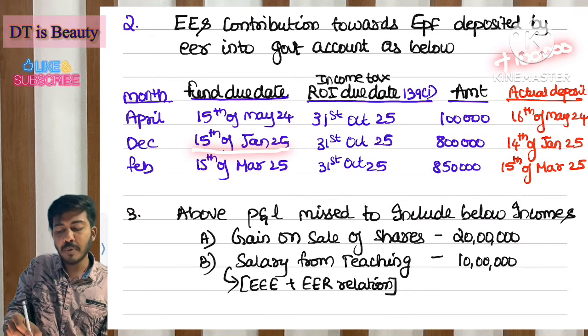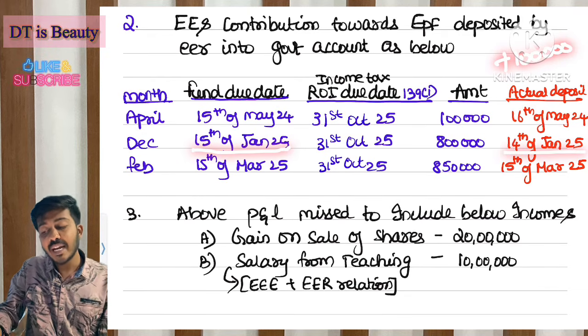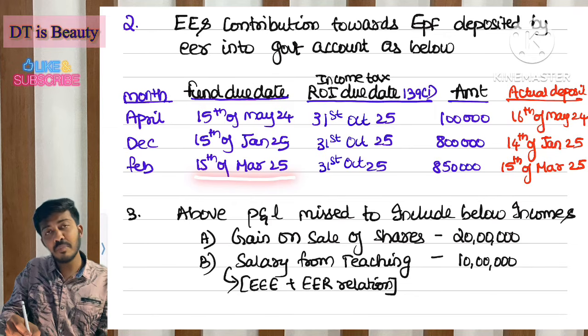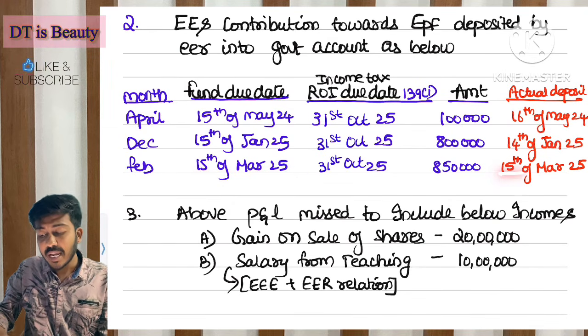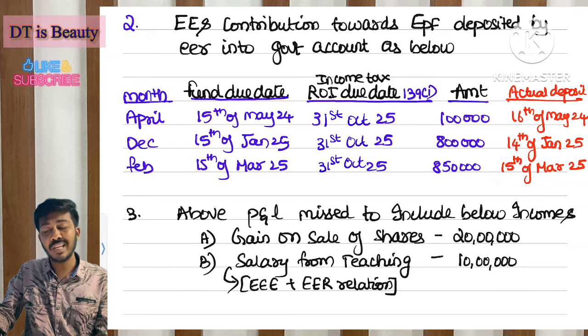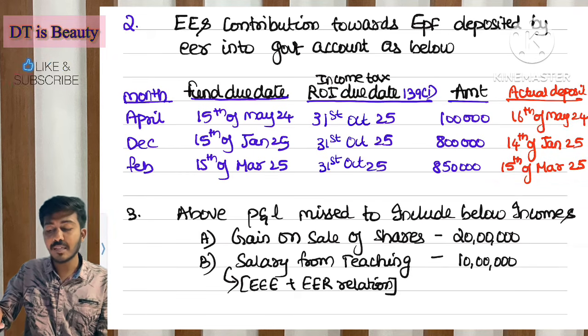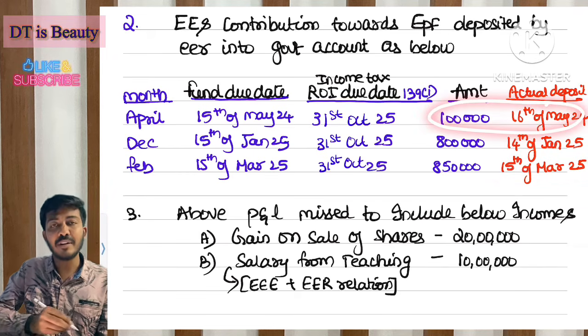He was supposed to deposit before 15th of January. He deposited well within the limit. Super. He is supposed to deposit on or before 15th of March. He exactly deposited on 15th of March. No problem. Nothing will get penalized. Only this 1 lakh will be added to the answer.